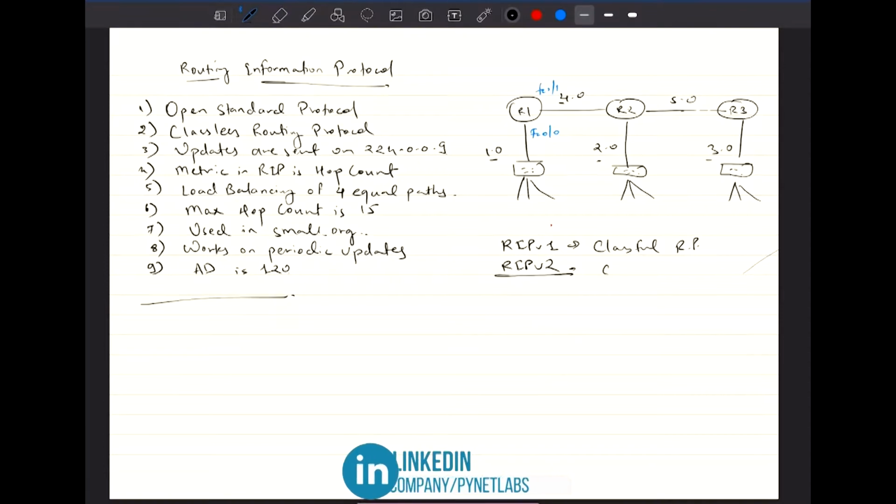That's why RIP version 2 is said to be a classless routing protocol, where you can have subnetted networks configured in your topology, and RIP will be able to advertise them as they are. So that's the second property.